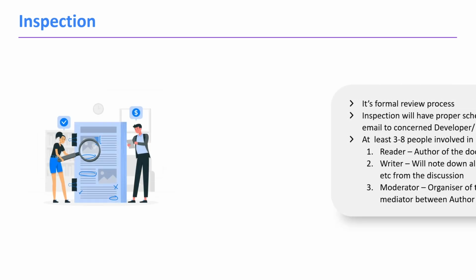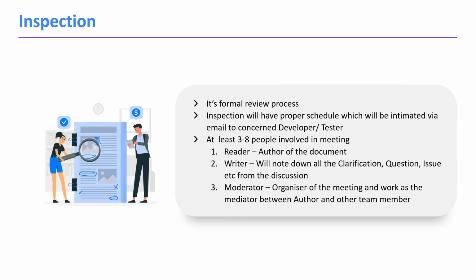Next is inspection. Inspection is a formal type of review process, so it can be planned or scheduled. Inspection will have a proper schedule which will be intimated via email to the concerned developer and the tester. So in the inspection, at least 3 to 8 people should be there: reader, writer, moderator. These three people are involved in the inspection meeting.